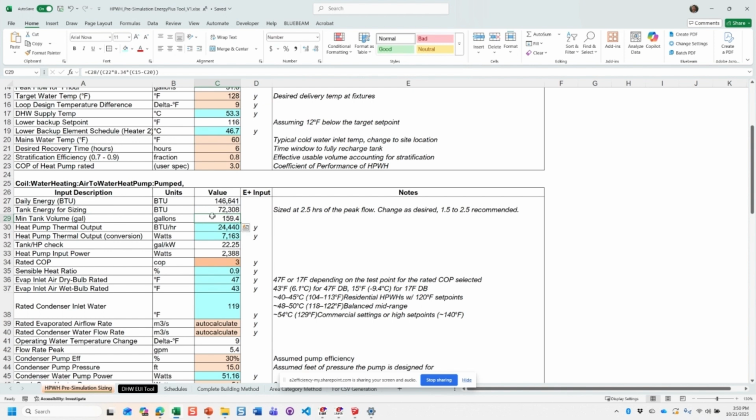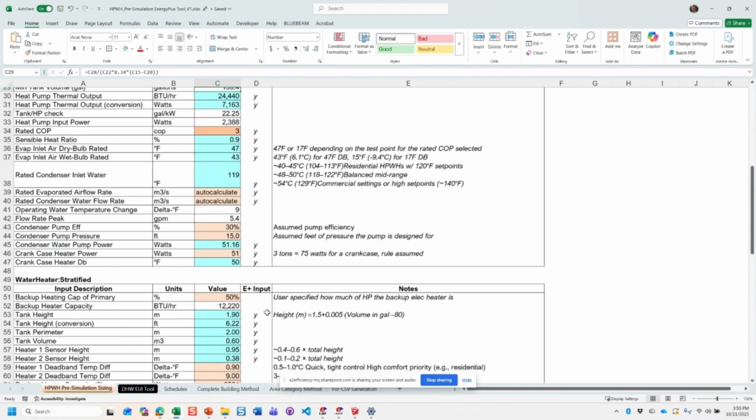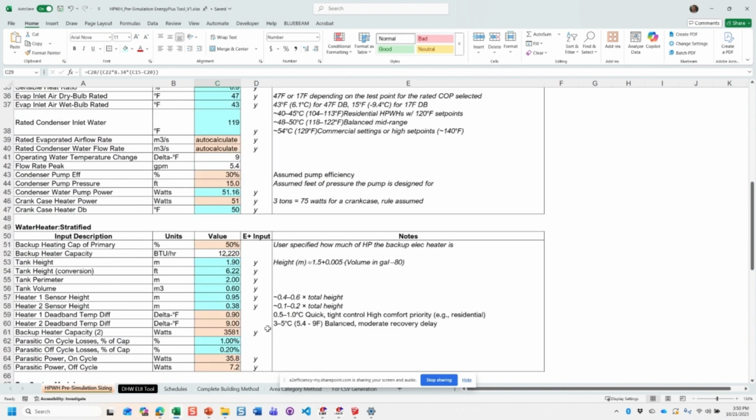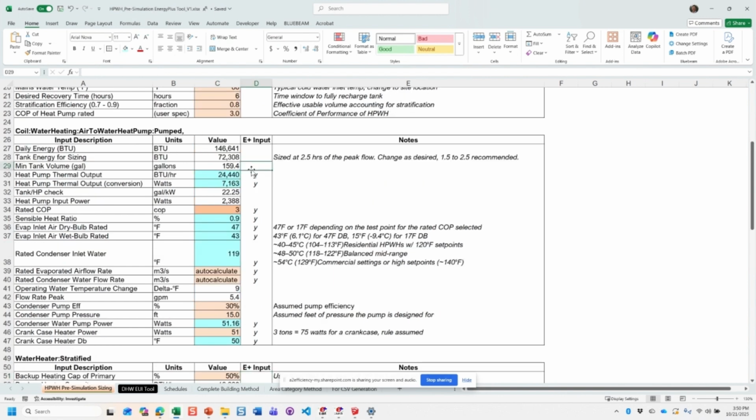And this actually is an EnergyPlus input, which is down here in this object. But let's just put a little yes while we're here. We're just making improvements all the time. Okay, now we know the tank.